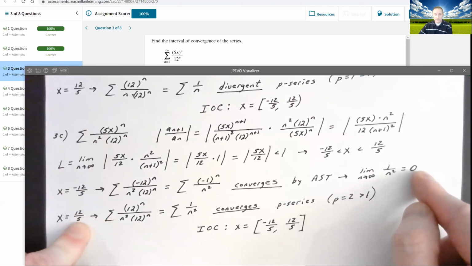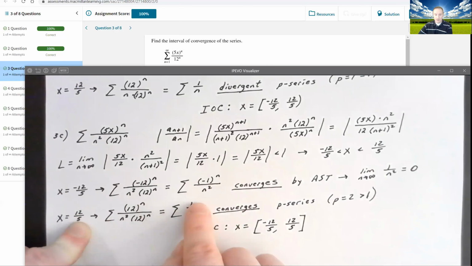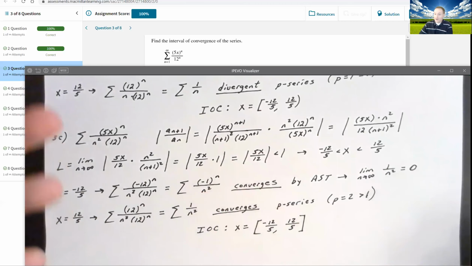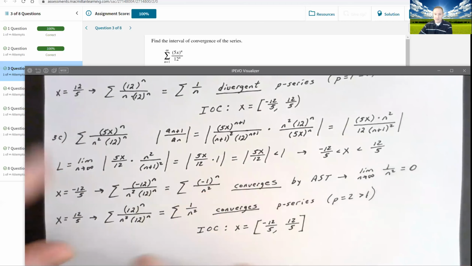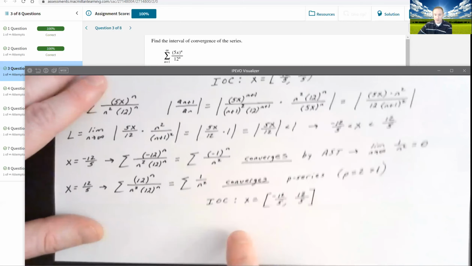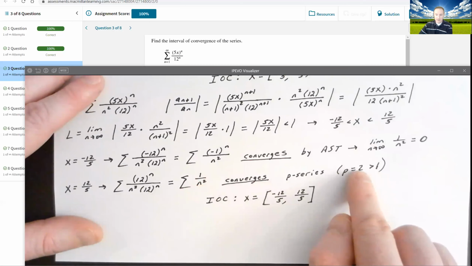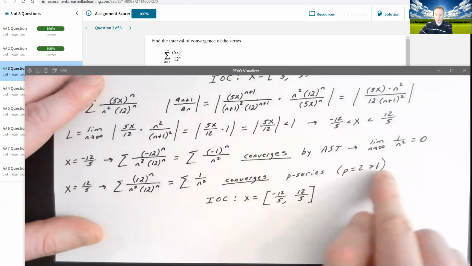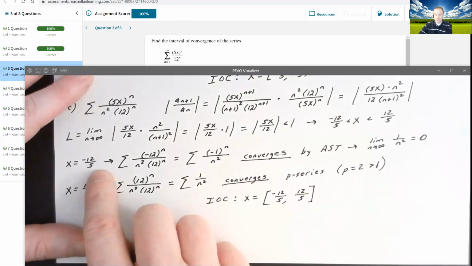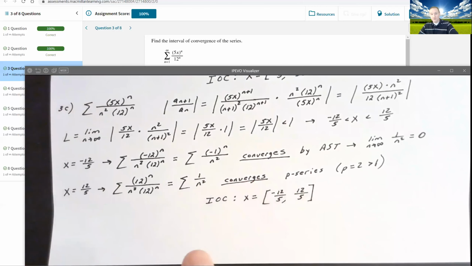When I plug in the 12 over 5, I get 12 to the n over 12 to the n, which reduces down to 1. So I get the series 1 over n squared. What do I know about that? I know that that is a convergent p-series. Unlike the last one, which was a divergent p-series because p was equal to 1, now the p in your p-series is equal to 2, and all you need is a p-value greater than 1 in order for that series to converge. So this series not only converges at negative 12 over 5 now, but also at positive 12 over 5. So you have brackets around both endpoints there.